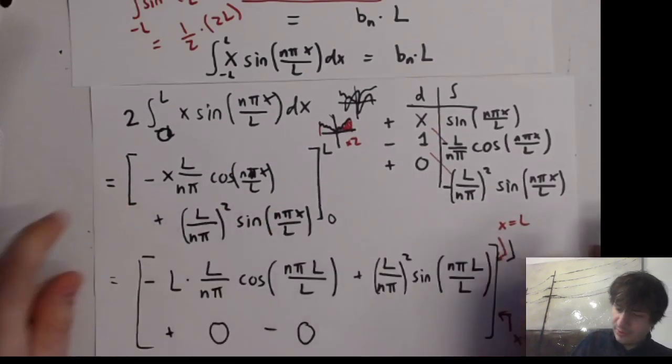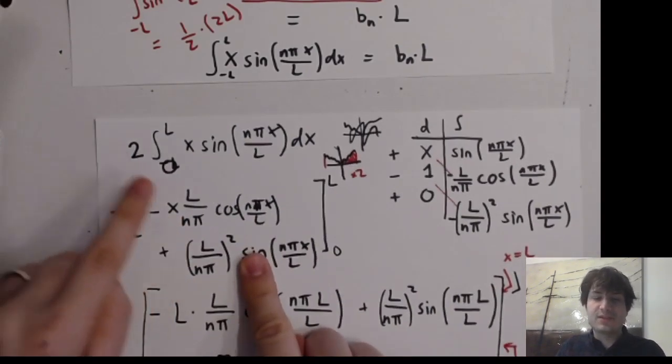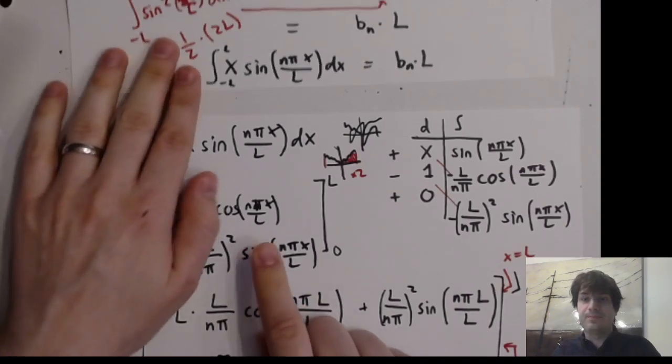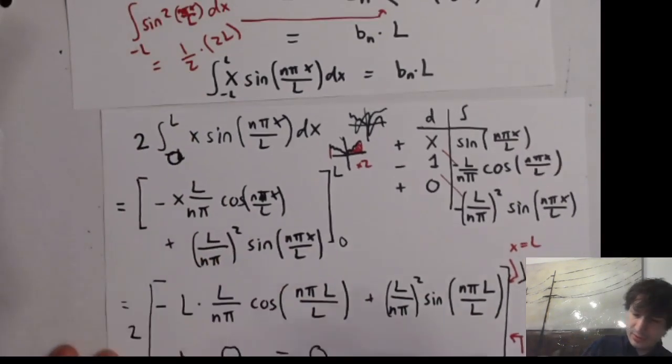So this is the nice thing. When you plug in x equals 0, both of these terms are 0. So that's why it's easier to integrate from 0 to L. Okay, so we got 2 times all that. Okay, let's see what's going on here.